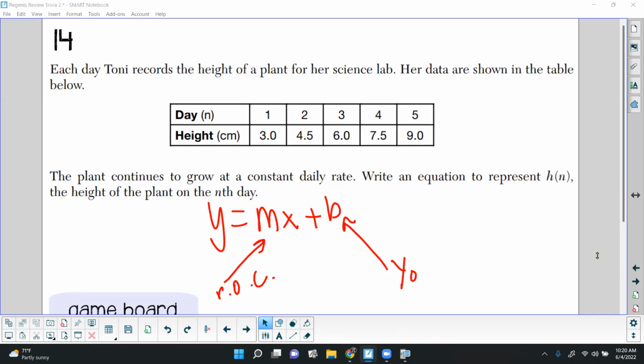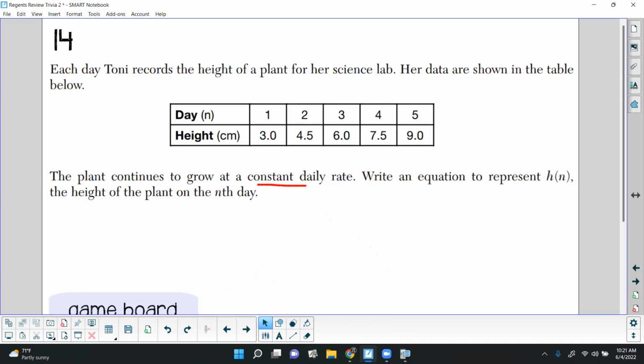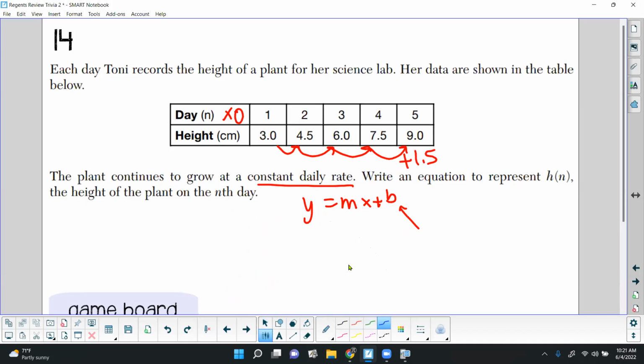All right, so I'm going to start answering this one here. First, I will do it by the actual algebra, the actual math that you would use. So if we have a constant daily rate, then we have a linear function. The initial value is when the x, or in this case, the n, is 0. And we don't see that in the chart. We do see that we have a constant pattern here, that from day to day, it is increasing at 1.5. So if I needed to find the 0 value, I could reverse my pattern, right?